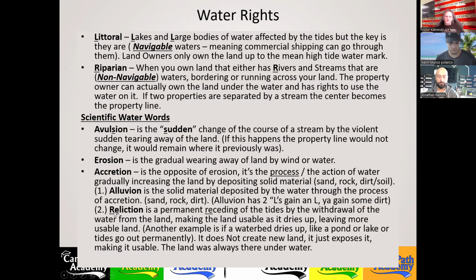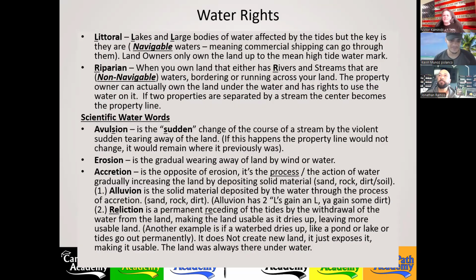Reliction begins with the letters RE, like the word receding. The water recedes from the land, kind of like my hairline receding. Yeah, Jonathan, mine receded. So reliction begins with an RE, like receding. That's a way to remember what reliction is.